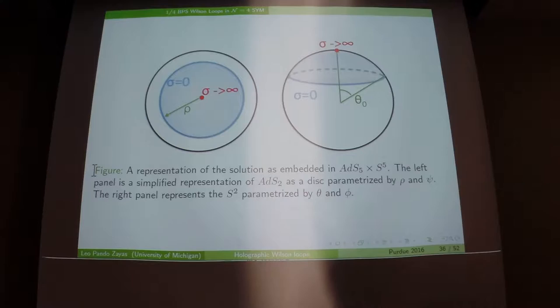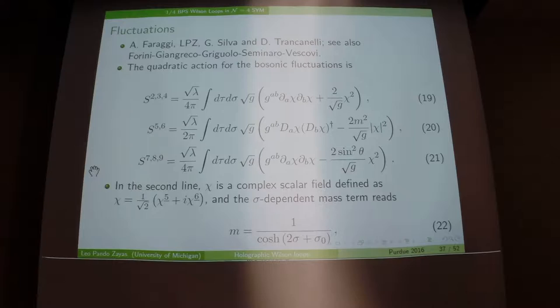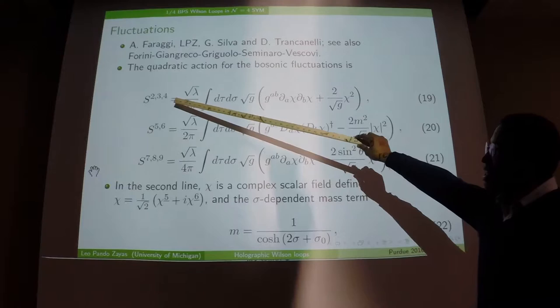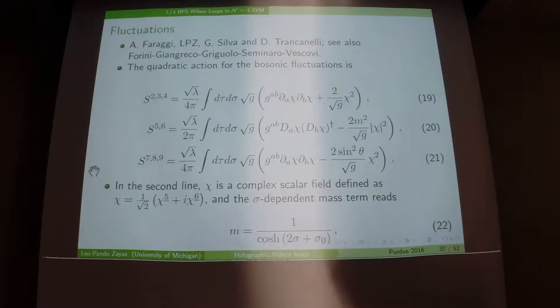And here are the fluctuations. Again, if I evaluate the classical action for that string, it gives me precisely the field theory answer. Here's the answer for the fluctuation. Again, there are three modes that describe the embedding inside this AdS5. So it's a worldsheet inside AdS5, or that part you can think of like that.